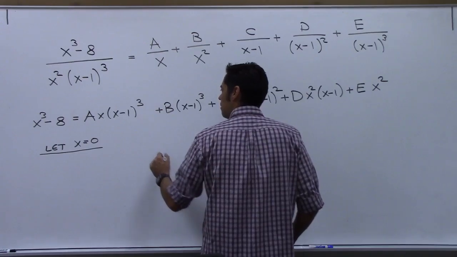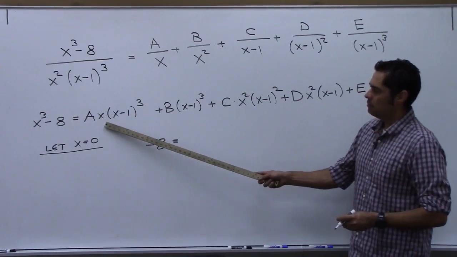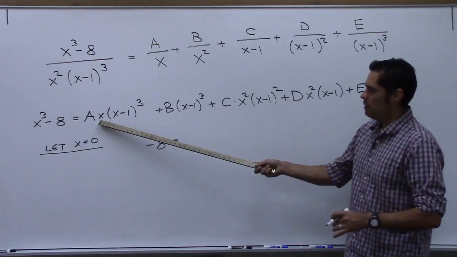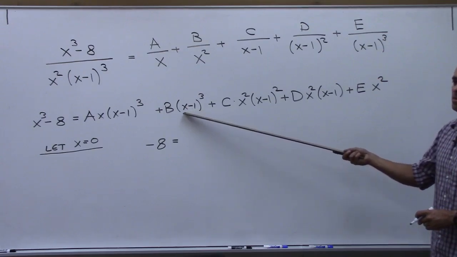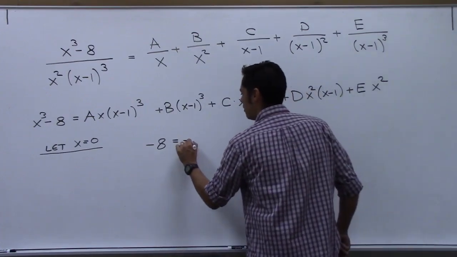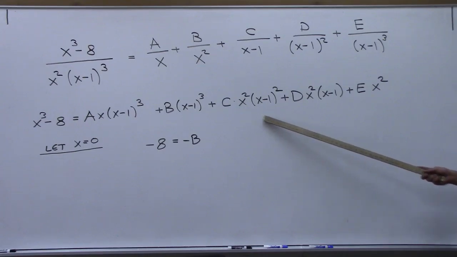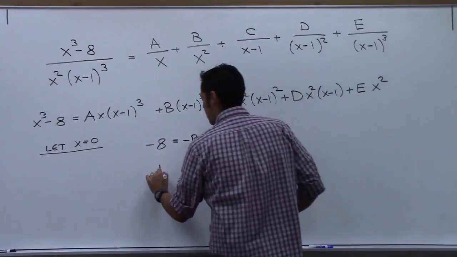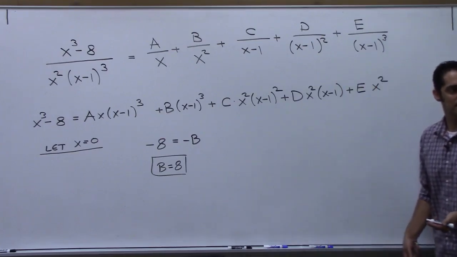Left side of the equation, negative 8. This? Gone, right? Because of that x right there, that whole thing is 0. This one doesn't go away, though, because 0 minus 1 is negative 1, and negative 1 cubed is negative b. So that's good news. This one, gone. This one, gone. This one, gone. Oh, that's nice. B is 8. Well, that's better than nothing, right? Which is what I had before.